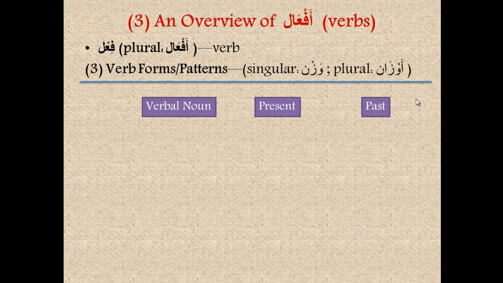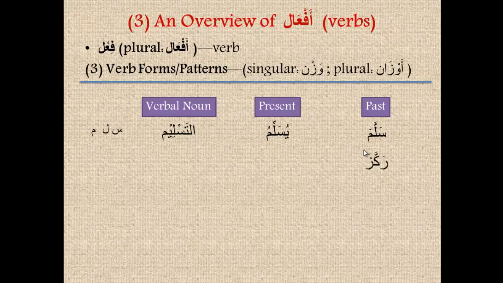But for this exercise, I want you to listen very carefully to the phonetic similarities between 3 sets of verbs, because all of these verbs follow the same pattern, the same form. So number 1, we have sallama for the past tense, yusallimu for the present tense, and at-taslim for the verbal noun. Sallama, yusallimu, at-taslim. What are the root letters? They are sin, lam, and mim for this particular verb.